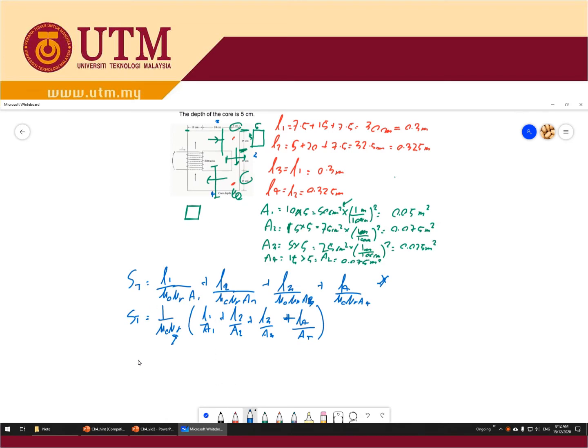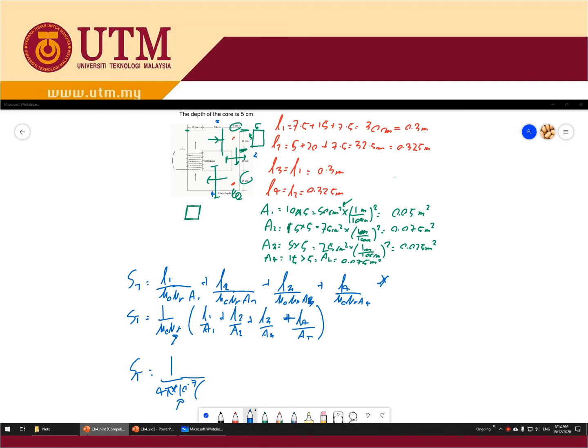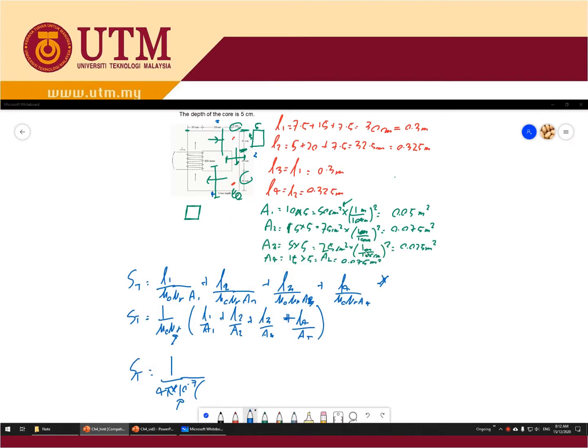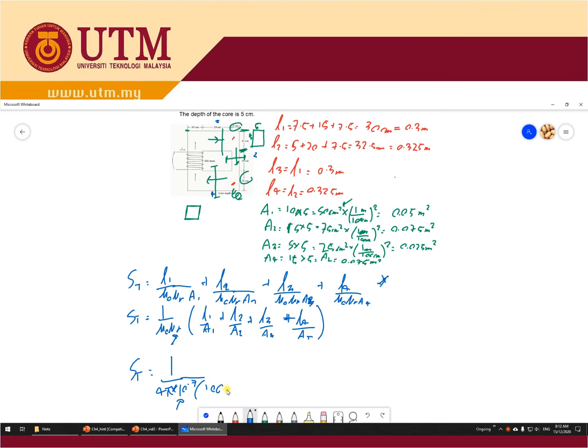So mu naught is equal to 4 pi multiplied by 10 to the negative 7. Make sure you memorize this, it will not be given. And mu R, I think it is 1000. Wait, I check the question first. Okay, so the relative permeability is 1000, and then multiply by all this value.